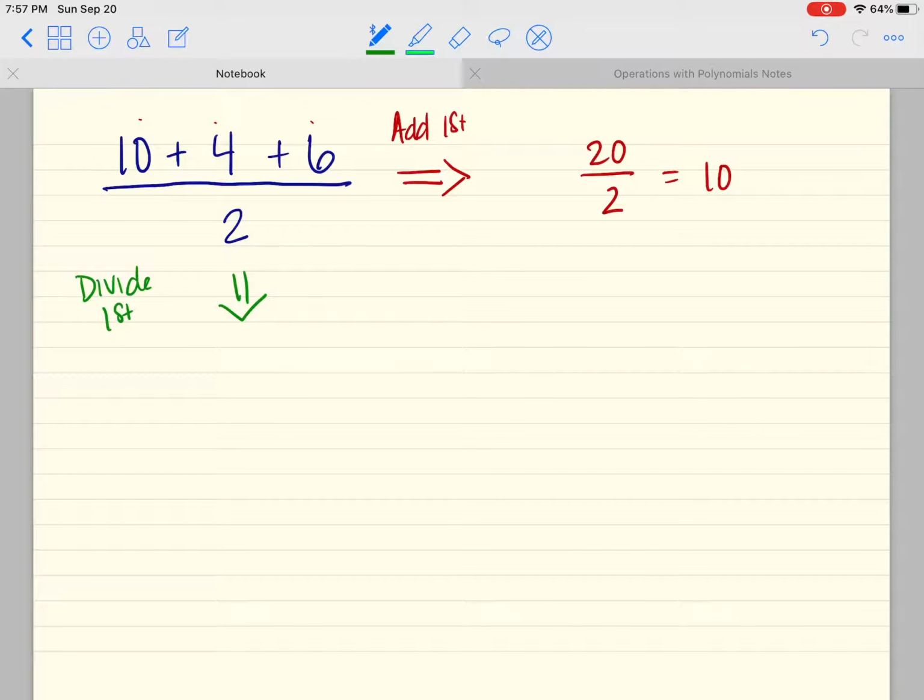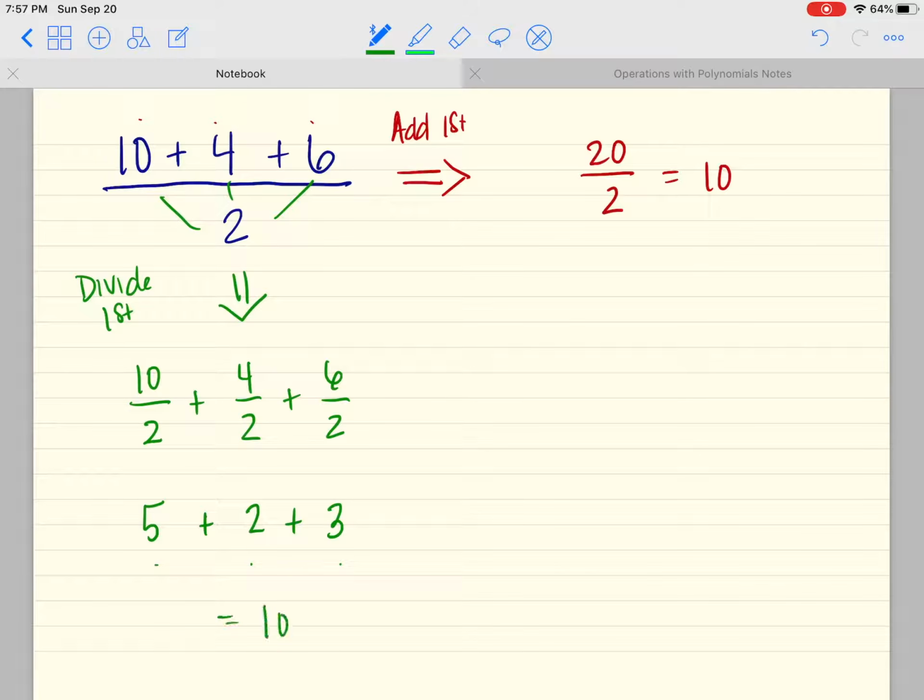If I divide first, what I'm looking at is 10 divided by 2 plus 4 divided by 2 plus 6 divided by 2. So divide, divide, divide, and then do the addition. Do I get the same answer? If I divide 10 by 2, I get 5. If I divide 4 by 2, I get 2. And then 6 divided by 2 is going to give me 3. Well, 5 plus 2 is 7, and 7 plus 3, it's still 10. So I'm just trying to show you here, it doesn't really matter which route you take, you're going to end up with the same answer.